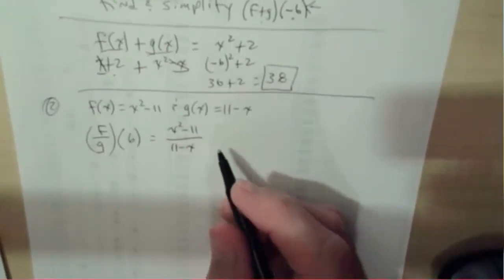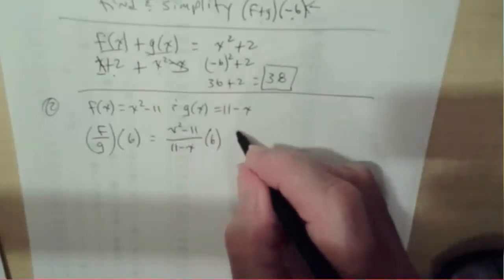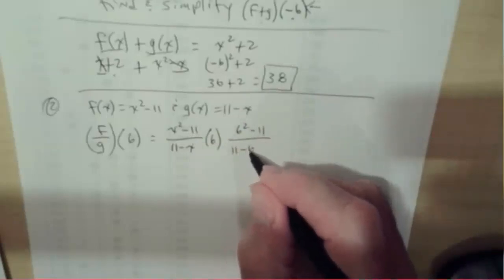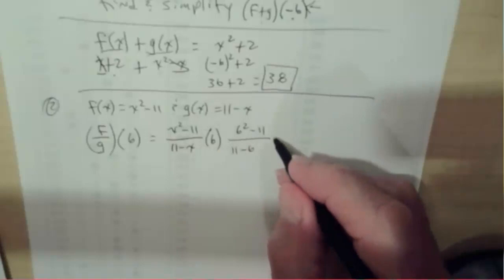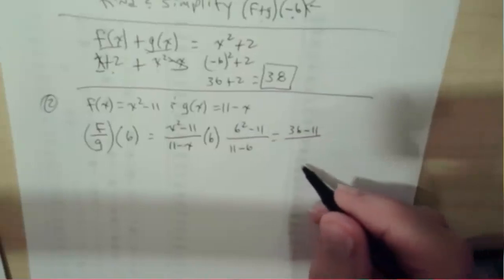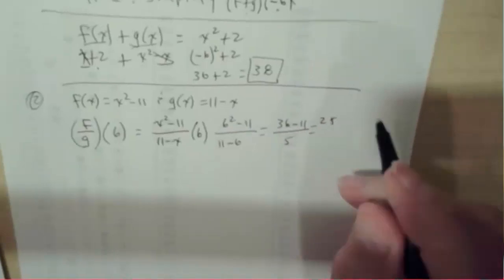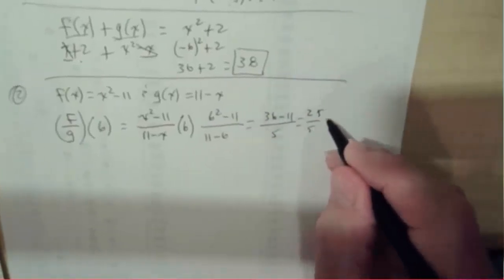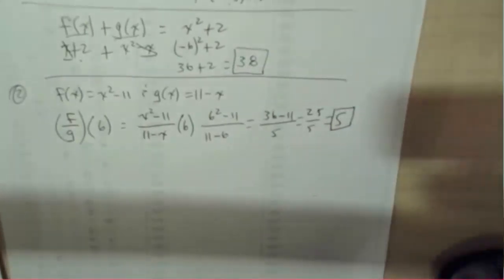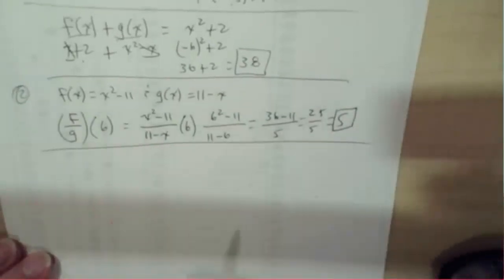Now we just plug in 6 wherever there's an x. So we get 6 squared minus 11 over 11 minus 6. So here we have 36 minus 11 over, what is that, 5? 36 minus 11 is, I think, 25. Over 5 is 5, I think.